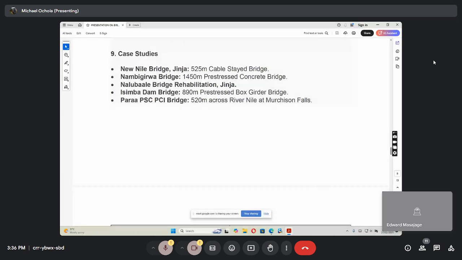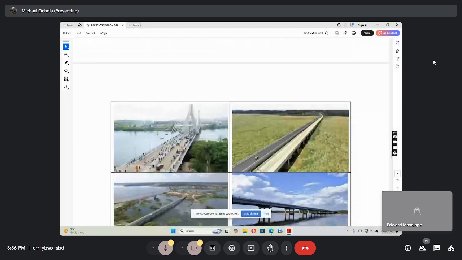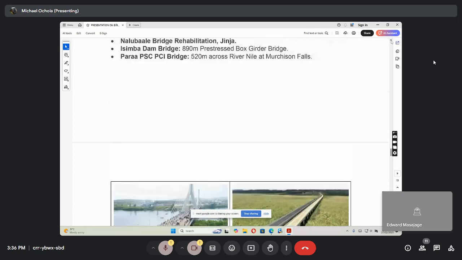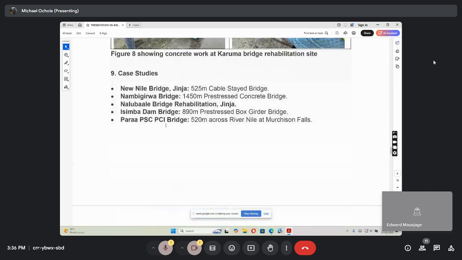The spans are 25. This is a friendlier construction to the environment. If you were to do an embankment, how much destruction would you have made here? It was going to be a disaster. So that is one of the things, consideration of environment in our design. Then we have Nalubaale Bridge. This is our oldest in Jinja.